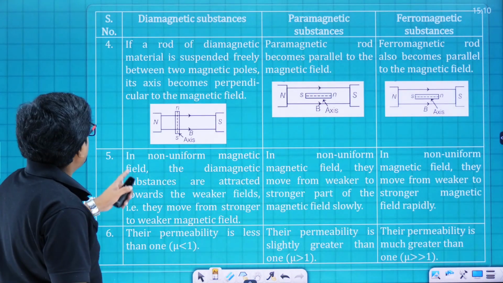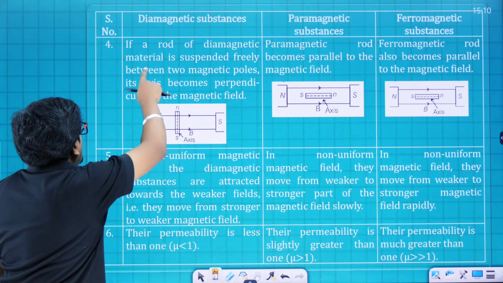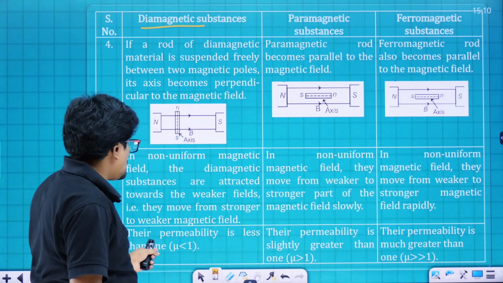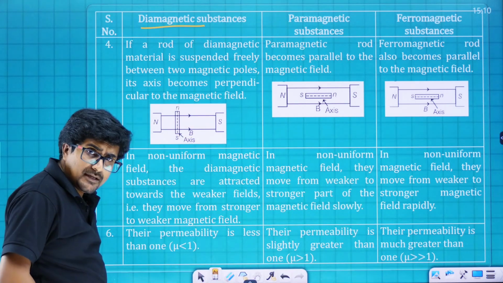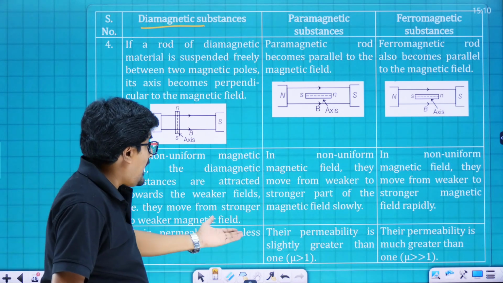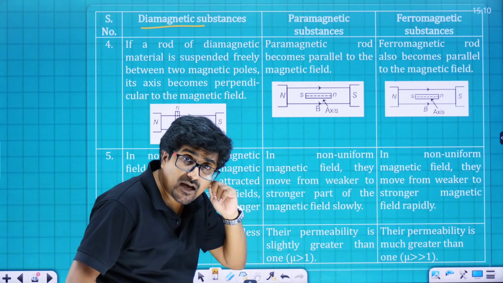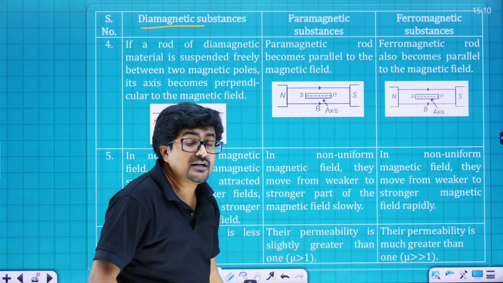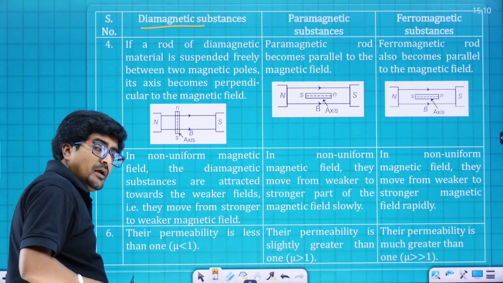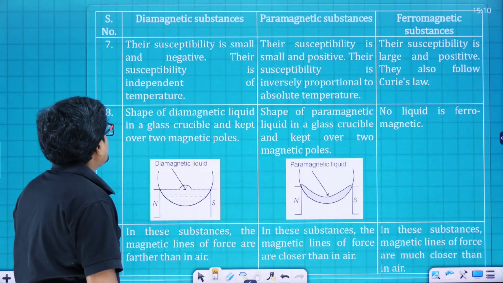All right. Now, another main important thing, formula-wise, I want to tell you about diamagnetic, paramagnetic as well as ferromagnetic. That is about the permeability. For diamagnetic, the mu value is what? Less than 1. For paramagnetic substance, mu is greater than 1, and for ferromagnetic, it is very much greater than 1. So here comes another difference in terms of mu. Here it is less than 1, here it is greater than 1, and here it is very much greater than 1.